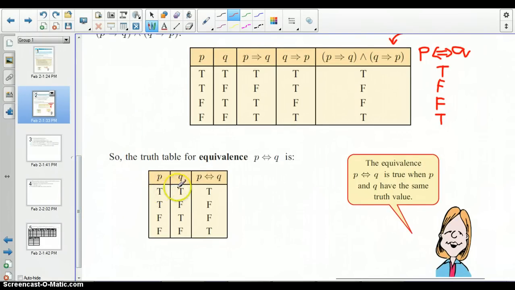When P is true and Q is true, the equivalence is true. When P is true and Q is false, the equivalence is false. When the antecedent is false and the consequent is true, the equivalence is false. When both the antecedent and the consequent are false, the equivalence is true. The equivalence, P if and only if Q, is true when P and Q have the same truth values. So here we have the same truth values, both are true, the equivalence is true. Here we have the same truth values, both are false, the equivalence is true.